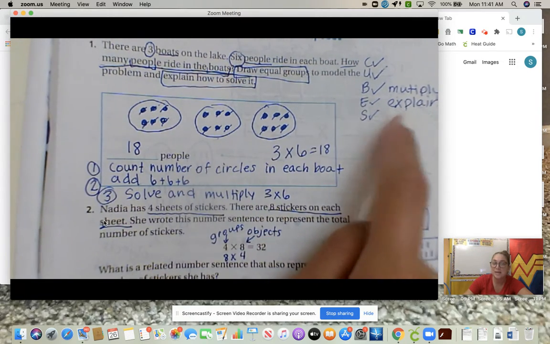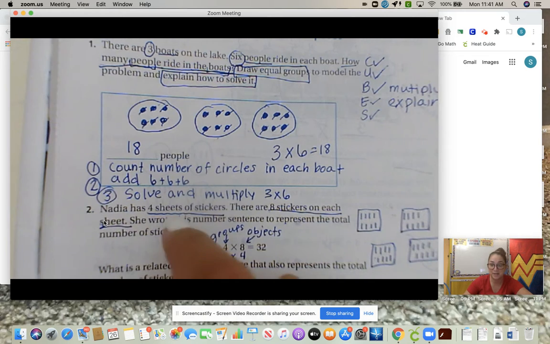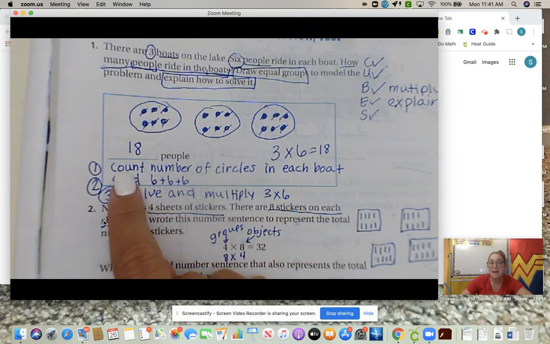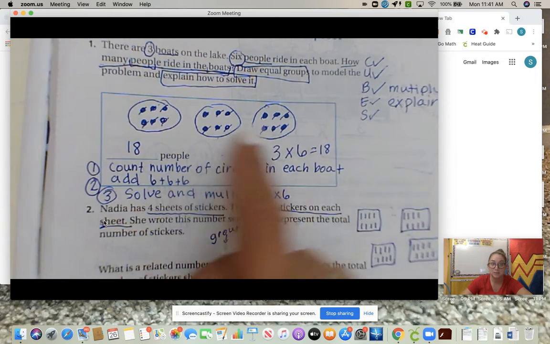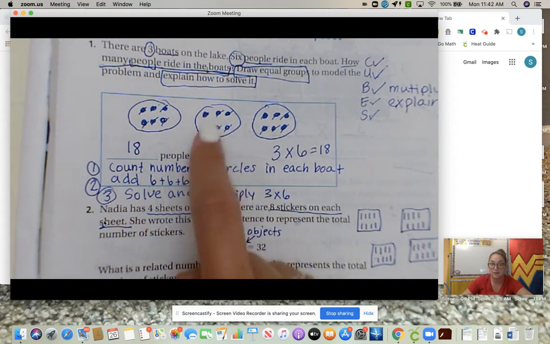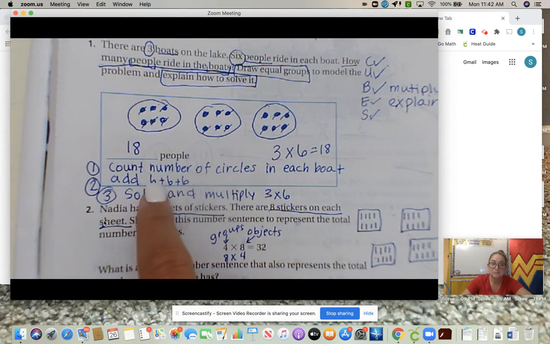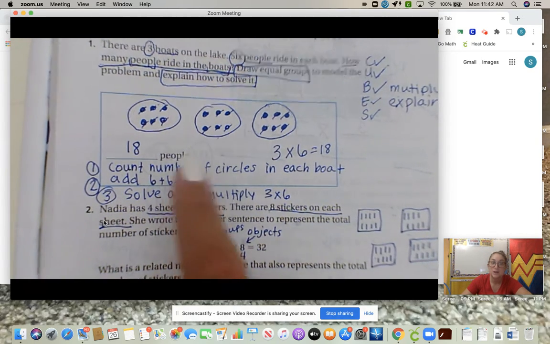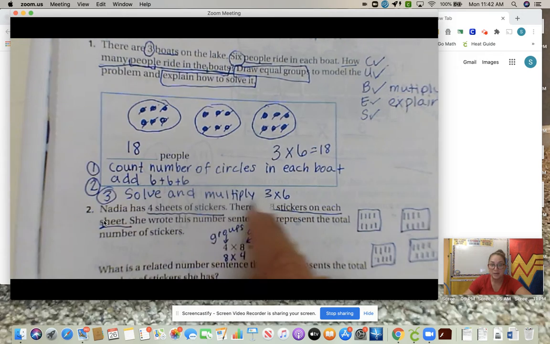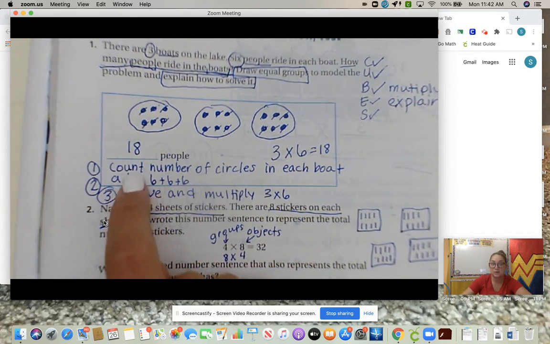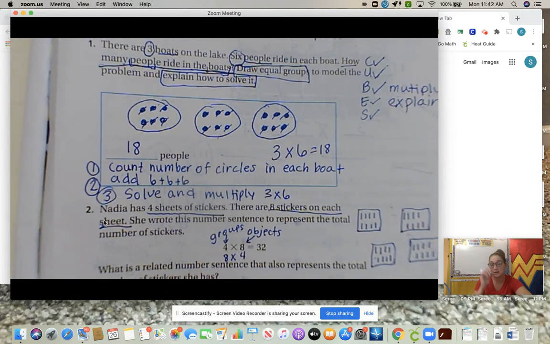The next is explain. There are 3 ways you can explain it, depending on how you did it. You could have counted the number of circles in each boat. So if you would have counted every single one, that's how you solved it, right? Or you could have added 6 plus 6 plus 6. Or you could have multiplied 3 times 6. So you'll write one of these 3 on how you solved it.